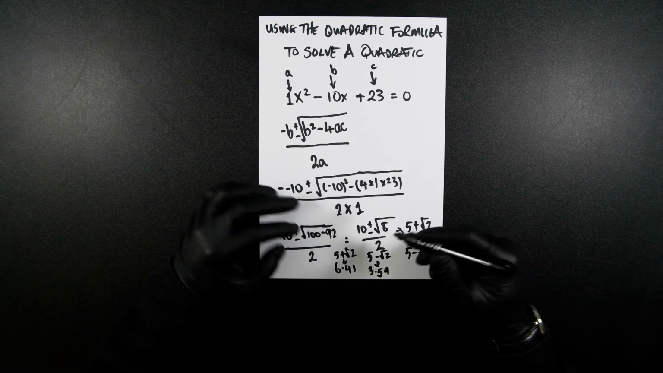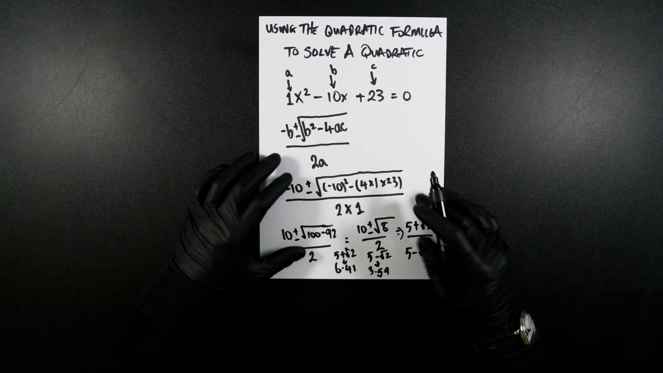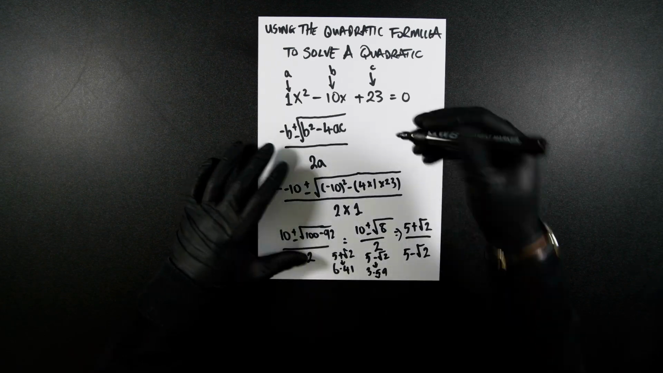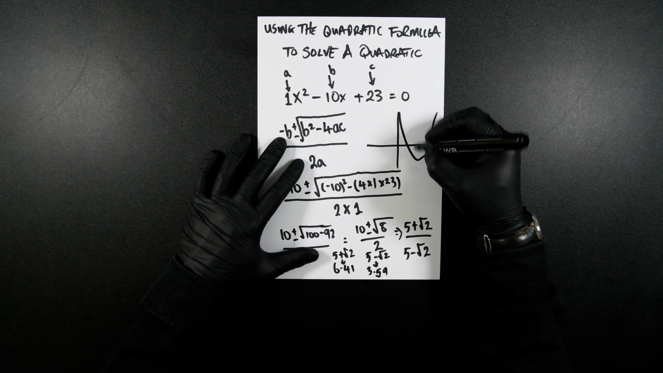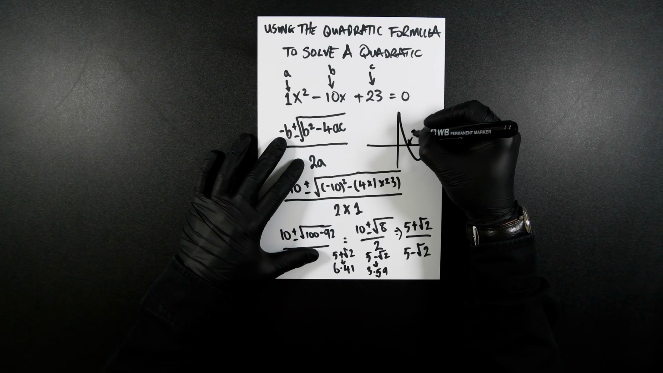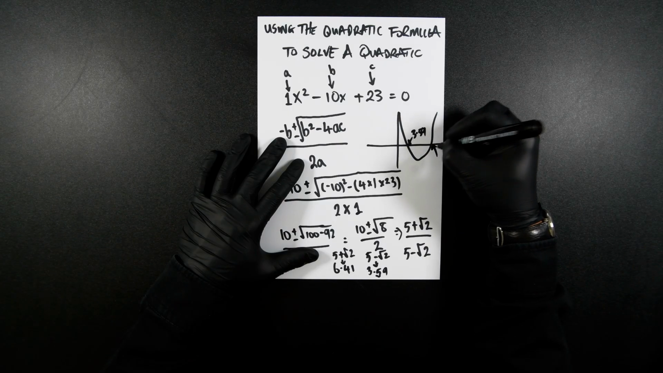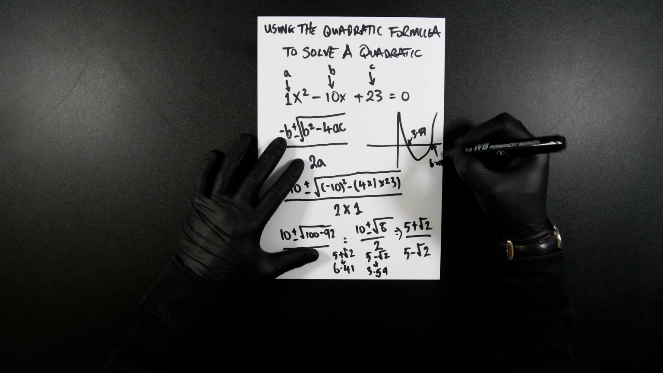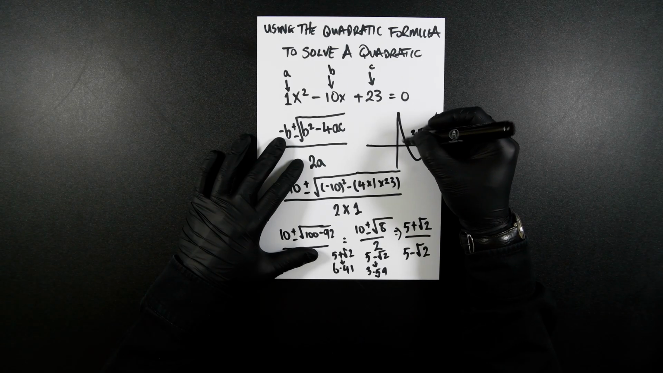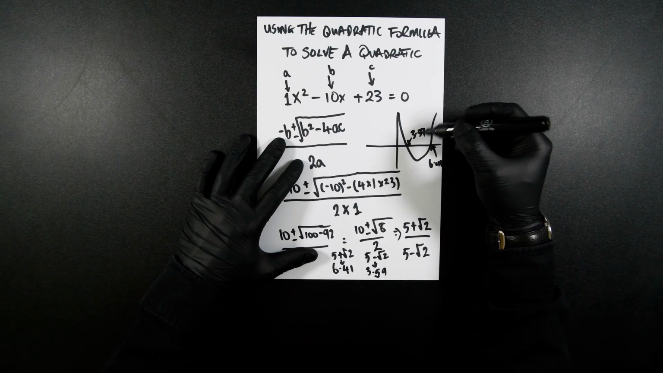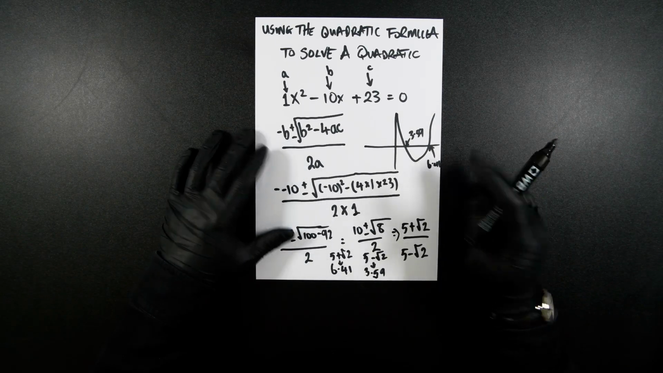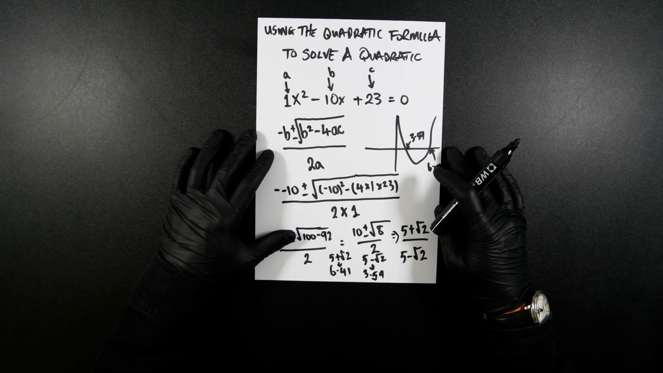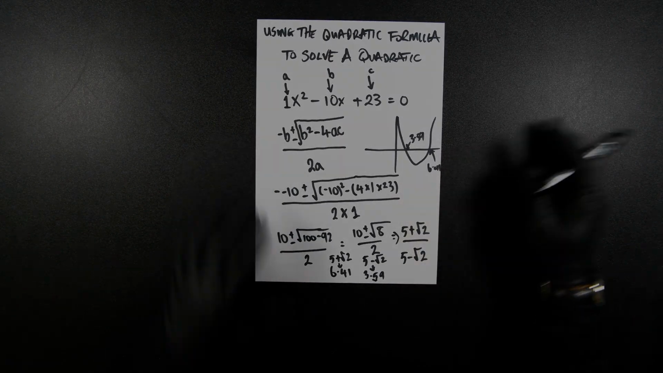This is called finding the roots. So let's say you have a little curve here, and it goes like that. This would be 3.59, and this would be 6.41. These are the points when y equals 0, where the quadratic intercepts the x-axis. So you found out what those 2 points are. Pretty easy, pretty straightforward.